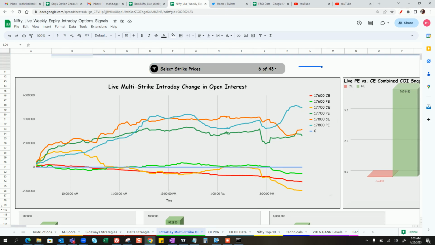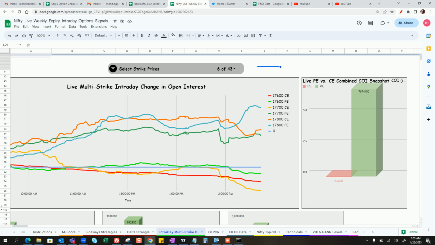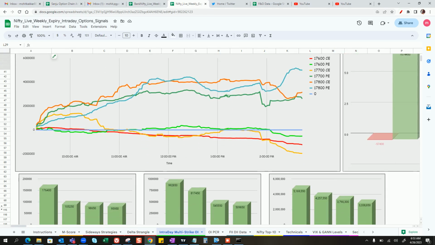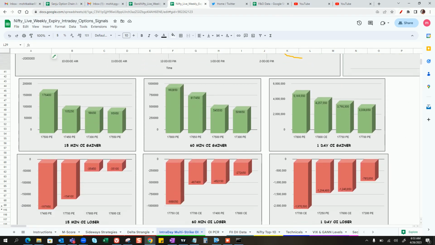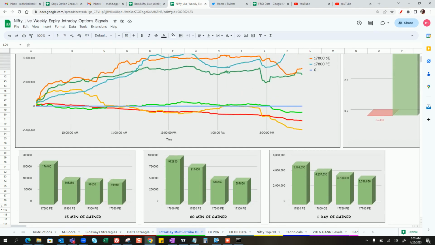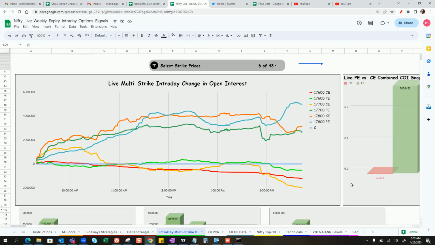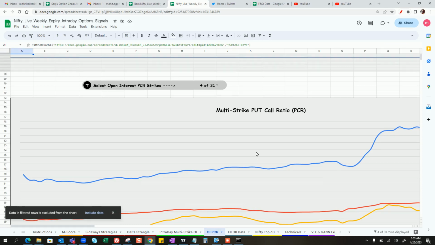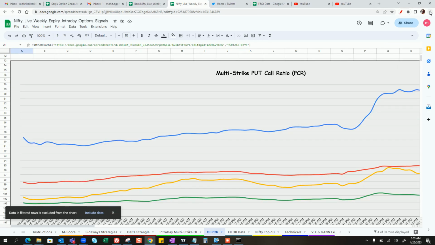So yesterday you can see the market was trending up. So the puts were highly being written and the calls were going down. This bar graph also shows you the same picture. Puts were having the hold, and then there are data points like every 15 minutes, 1 hour, daily, which strike is in what action.